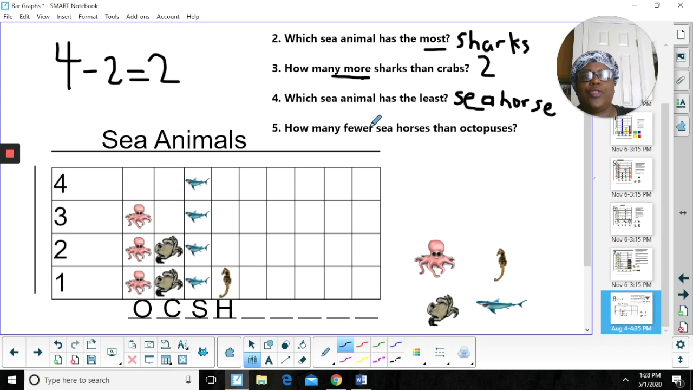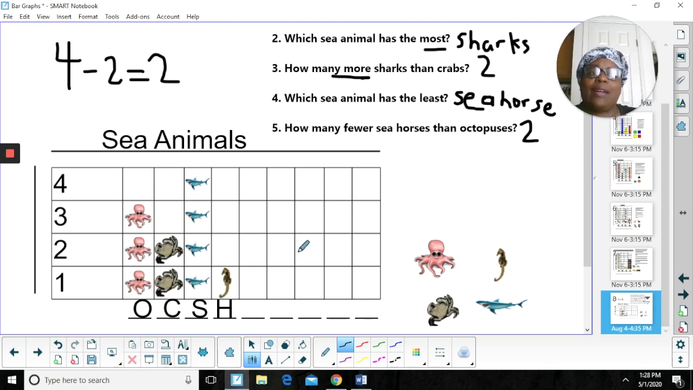It says, how many fewer seahorses than octopuses? How many fewer seahorses than octopuses? So let's just look at our seahorses and look at our octopuses. We can see here that we have how many octopuses? We have 3 octopuses, right? And how many seahorses do we have? 1. If we go all the way up to the octopuses, how many blank spaces do we have? 2. So we have two fewer seahorses than octopuses.